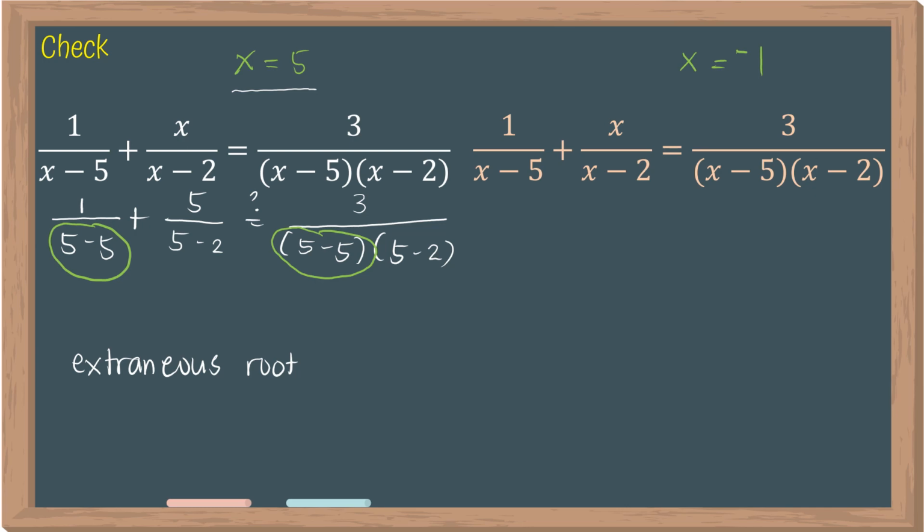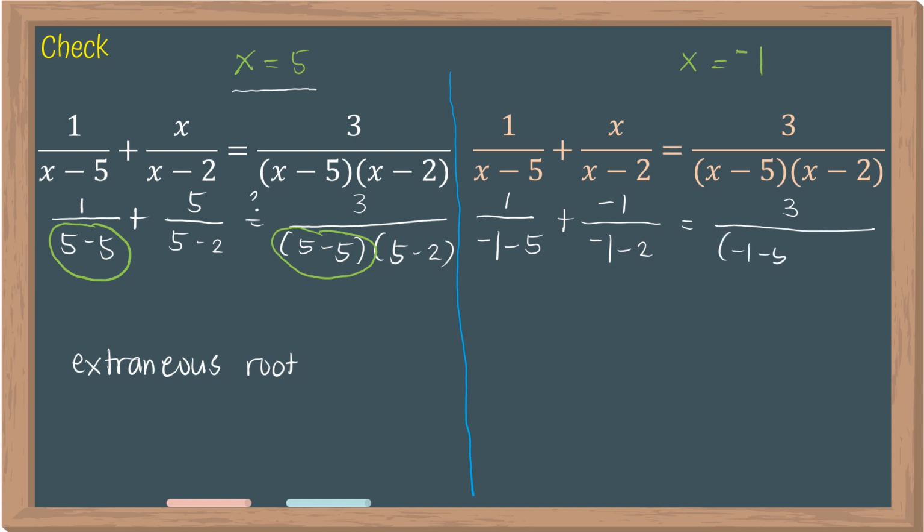Now, let us try to check negative 1. So, we're going to do the same. Let us have a division here. Okay. So, again, we're going to substitute our value negative 1 to our equation. So, we will have 1 over negative 1 minus 5 plus negative 1 over negative 1 minus 2 is equal to 3 over negative 1 minus 5 and negative 1 minus 2.